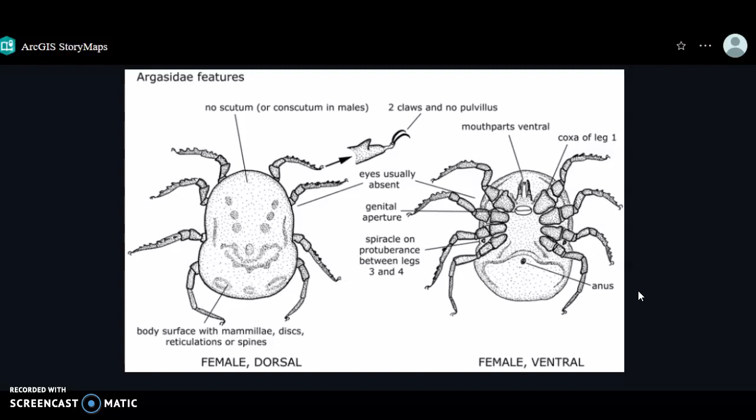Now, what is a tick? Some of you may be asking. Ticks are blood-feeding external parasites that are often found on mammals, birds, reptiles, and humans around the world. Ticks share a common life cycle, like with fleas. They both have four life cycle stages: egg, larvae, nymph, and adult.